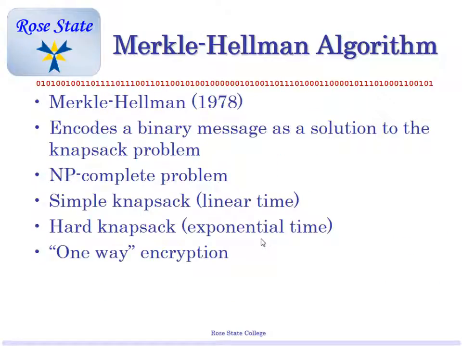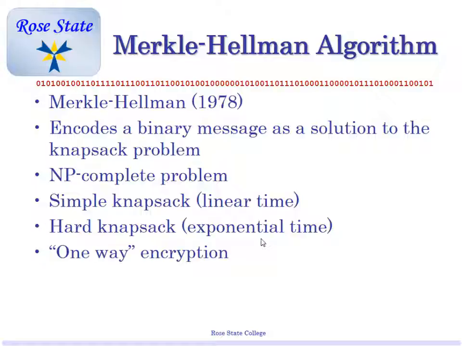Okay, so let's talk about Merkle-Hellman. 1978. These dates might become important in the near future. It encodes a binary message. That is very critical. Remember, we're talking ones and zeros here. What combinations of ones and zeros got that to work? Remember we just did that two seconds ago? It was 11011. That was our binary message. So the encoded binary message is a solution to the knapsack problem.